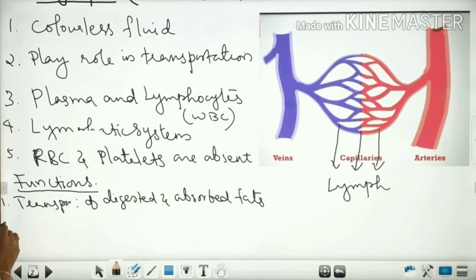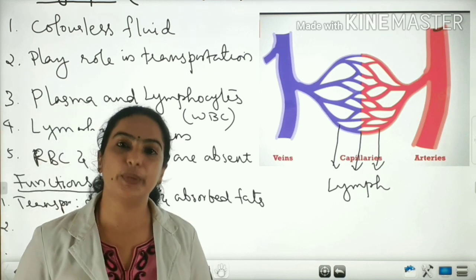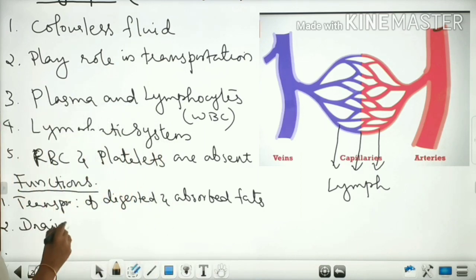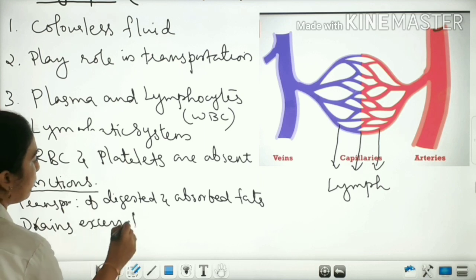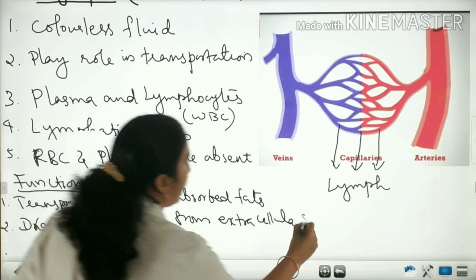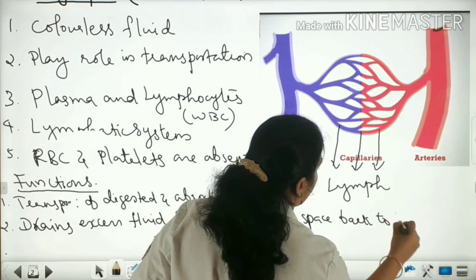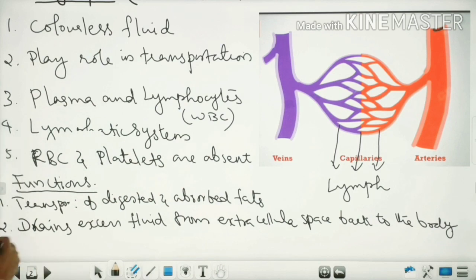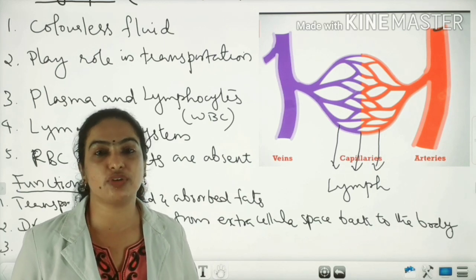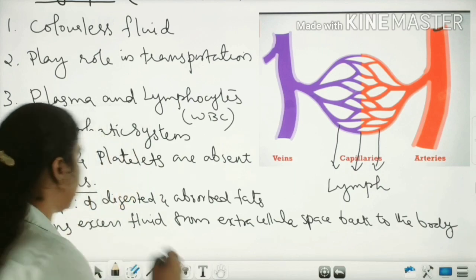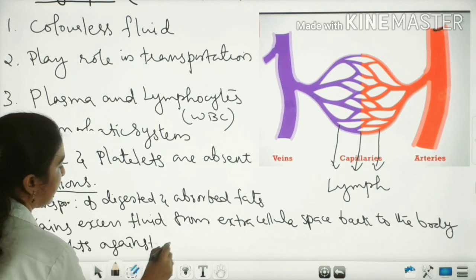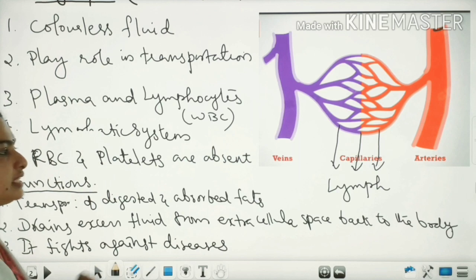And the next function we can see, it drains the excess fluid from the extracellular spaces back to the blood. And the third function is, it fights against diseases. As it has lymphocytes or WBC, it can fight against diseases. That is the third function. So these are the functions of this lymph.